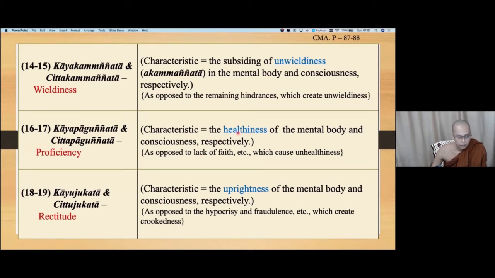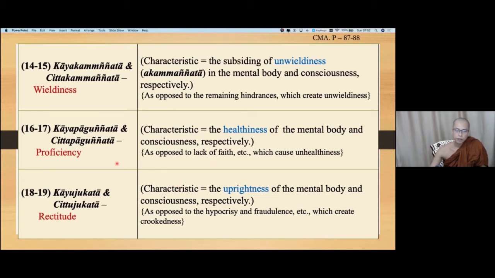Here the proficiency, you can understand, is healthiness. So being healthy of the mental body and being healthy of the consciousness. That is kaya pāguññatā and citta pāguññatā. It has easy access because it is healthy. That is the opposite of unhealthiness. Lack of faith, etc. So lack of faith, mindfulness, and concentration is seen as the unhealthiness of the mentality. That is why this pair, the proficiency pair, can remove that unhealthiness. They are the opposite of the lack of faith, etc.